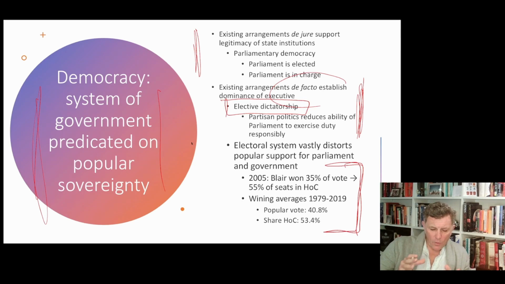So, to what extent does our system reflect popular sovereignty? Well, it doesn't. If 39% of the people voted for the party, but they get 55% of the House, then that can't be democratic authority.